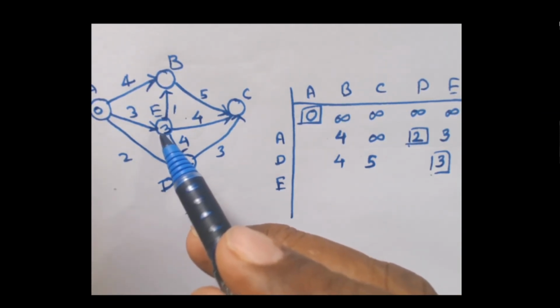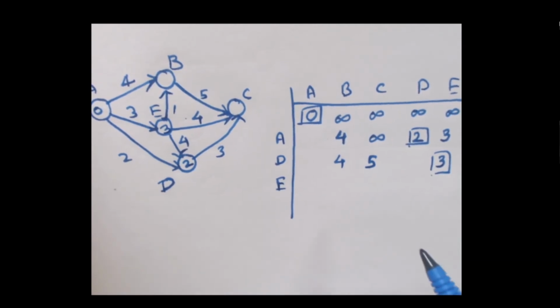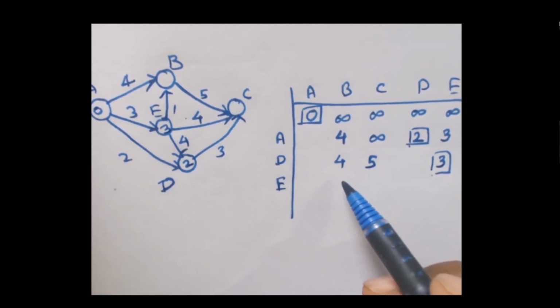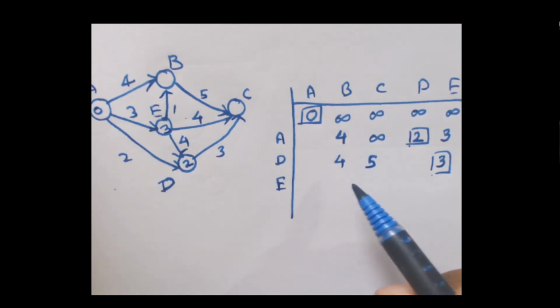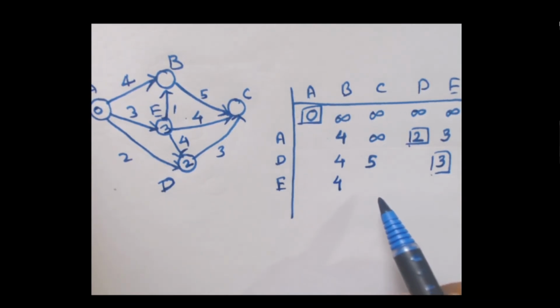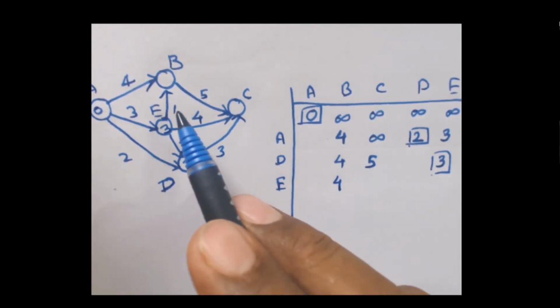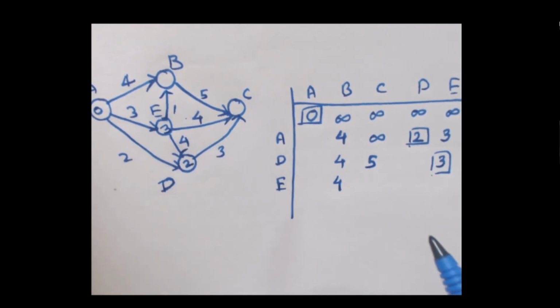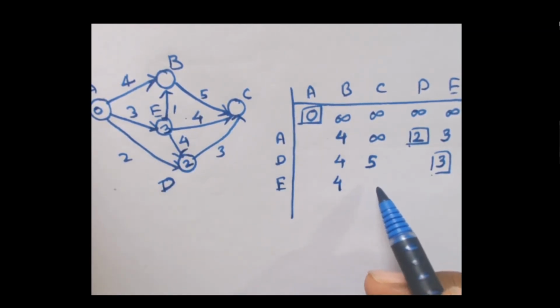From E to B, that is 3 plus 1, 4. 4 is the same as what we have calculated for B. So we don't need to change, so we'll continue with the same. From B to C, 4 plus 5, 9. 9 is not better than 5, so we will continue with the same 5.